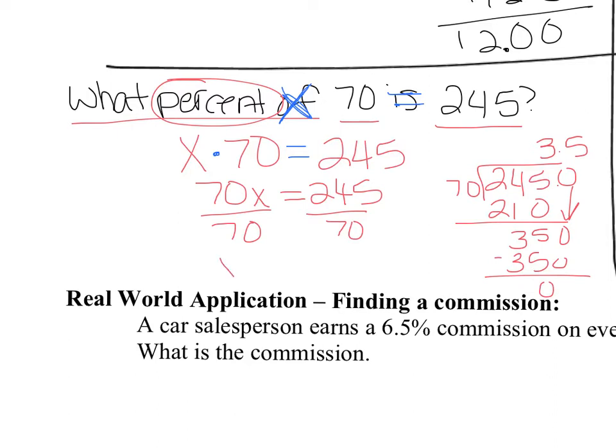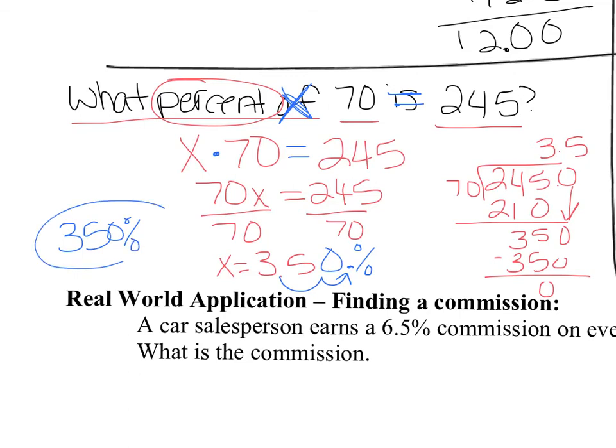Okay, now here's what I want to point out. I end up with a decimal. If we end up with a decimal, I wanted a percent, so I need to change this decimal to a percent by moving it 2 places to the right and adding a percent sign. So you end up with x equals 350%.